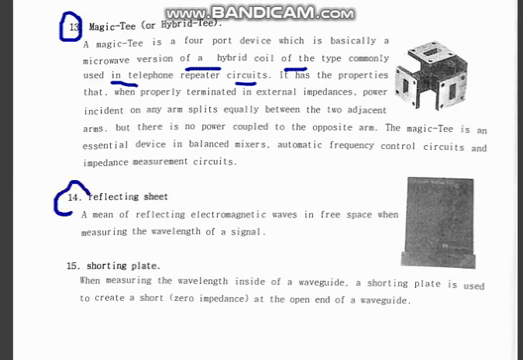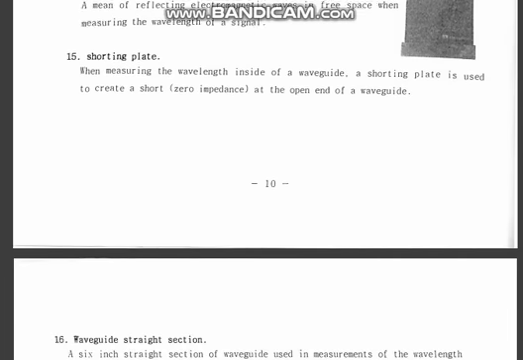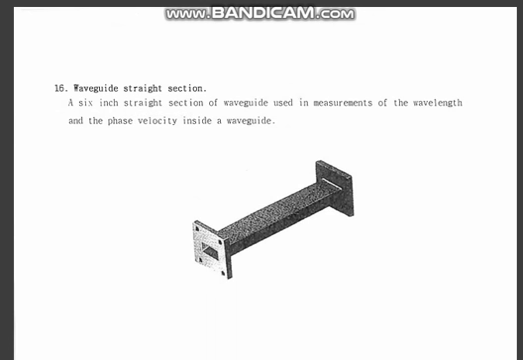The reflecting sheet is a means of reflecting the electromagnetic wave in free space when measuring the wavelength of a signal. Shorting plate: when measuring the wavelength inside of a waveguide, a shorting plate is used to create a short, zero impedance, at the open end of a waveguide. That is a waveguide straight section. That is a 6-inch straight section of waveguide used in measurements of the wavelength and the phase velocity inside a waveguide.